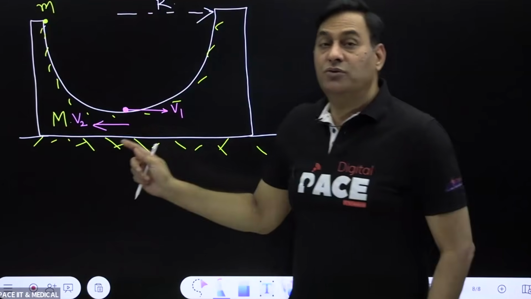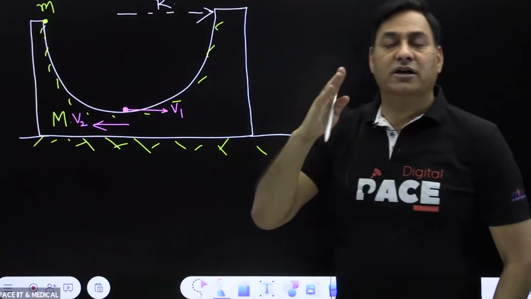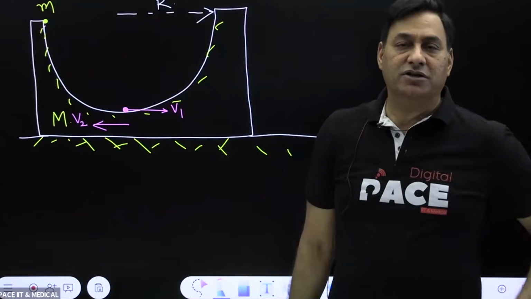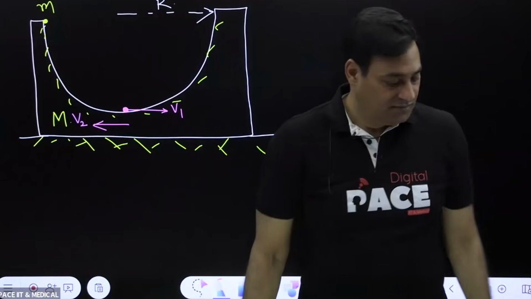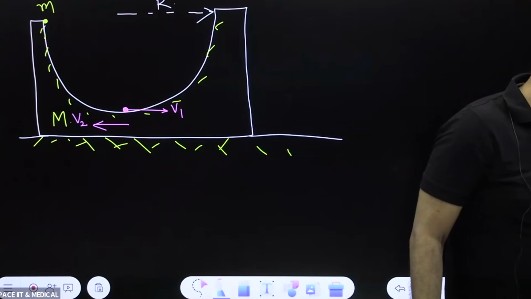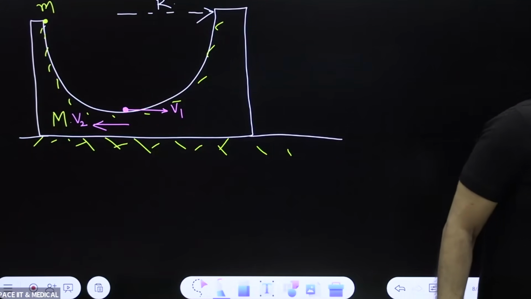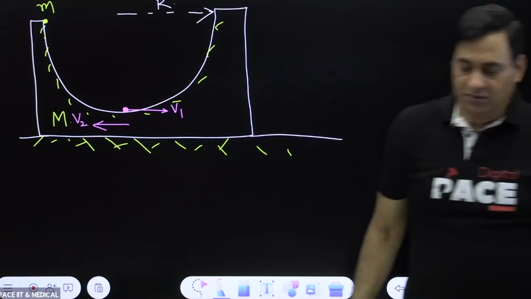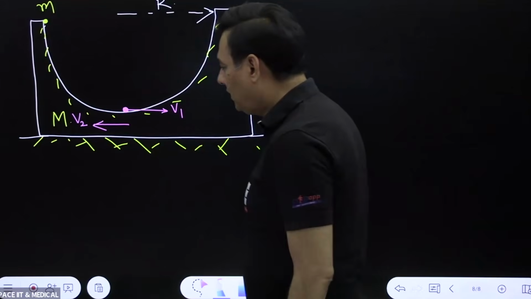Right now, I am asking you, can I conserve linear momentum of the system in horizontal direction? Yes or no? Yes, sir. Linear momentum of the system is conserved only in the horizontal direction because there is no external horizontal force acting.